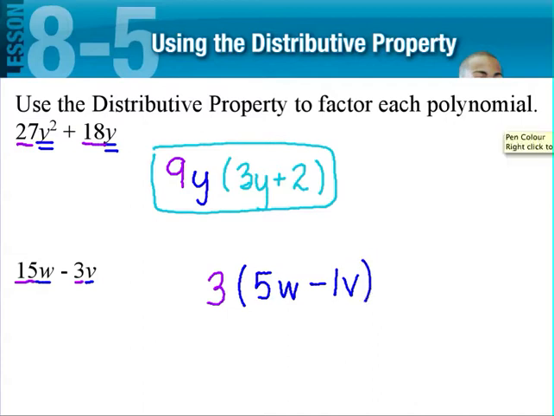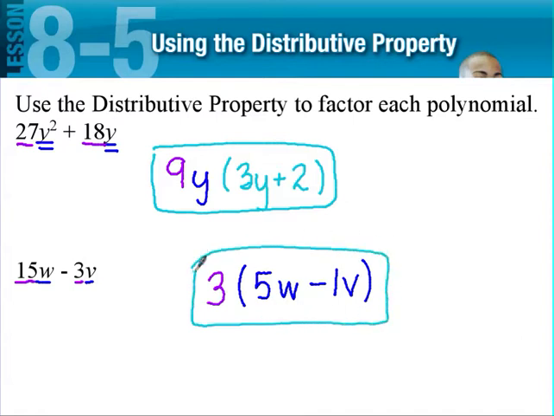Now the biggest thing you can do on every one of these is check your work, because when all is said and done, you should be able to take this answer I have here and go back to the problem. When I say that, what do I mean? If you have 3 times 5w minus v, sorry, I said that wrong. If I distribute that, I've got 3 times 5, which is 15w, minus 3v. And that's what I started with. Yep.